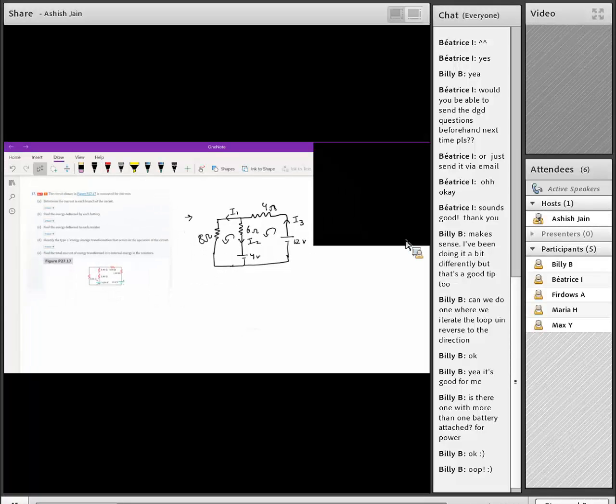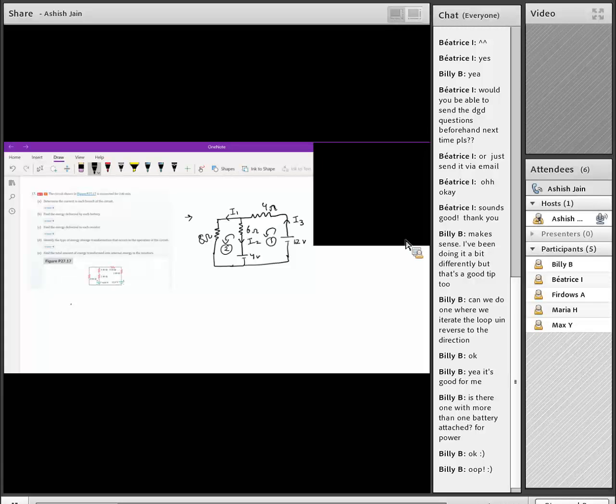Using Kirchhoff's voltage law, I can write in loop 1, let's call this loop 1, and this loop 2. So in loop 1: 12 volts minus 4 I3 minus 6 I2 minus 4 equals 0. For loop 2, I can write it as 4 plus 6 I2 minus 8 I1 equals 0.